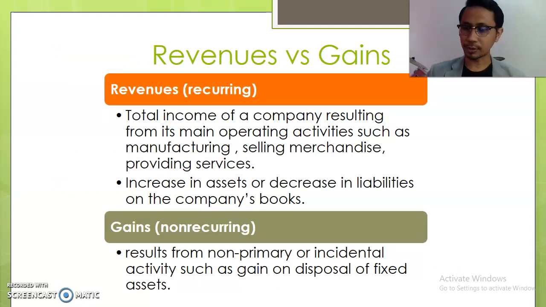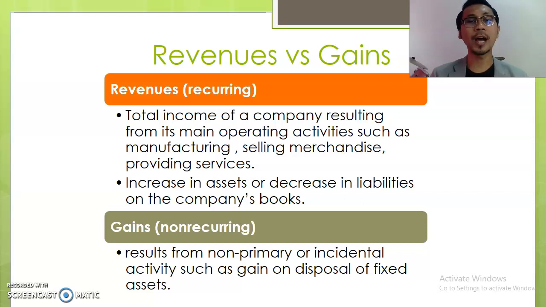Now let's focus on the textbook. You can refer to page 361. As you can see in your slides, revenues are defined in practice as inflows or other enhancements of assets of an entity or settlement of its liabilities, which result from a company's ongoing major or central operations.